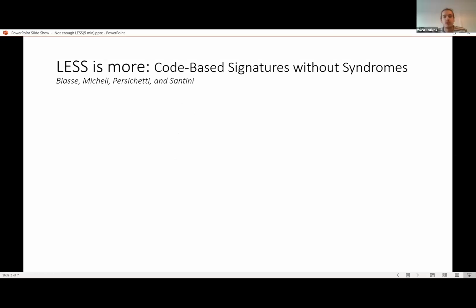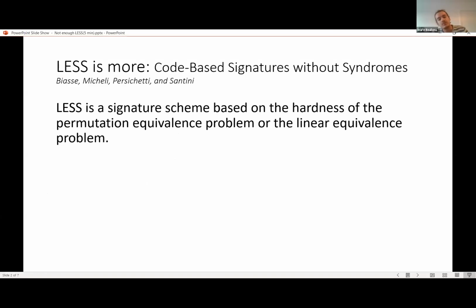called Less is More, code-based signatures without syndromes. And they gave a new signature scheme based on the hardness of the permutation equivalence problem or the linear equivalence problem. But in this very short talk, I'm just going to talk about the permutation equivalence problem.